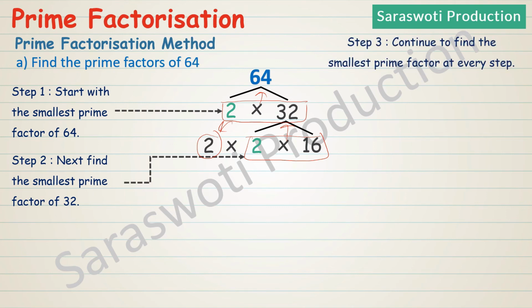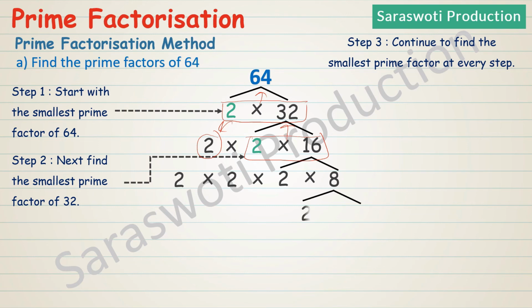And the third step is to continue to find the smallest prime factor at every step. So our goal is to find all the prime factors of a given number, starting from the smallest prime factor and going on further until we get all our answers as prime factors. Let's go on doing it. You're going to get it this way.